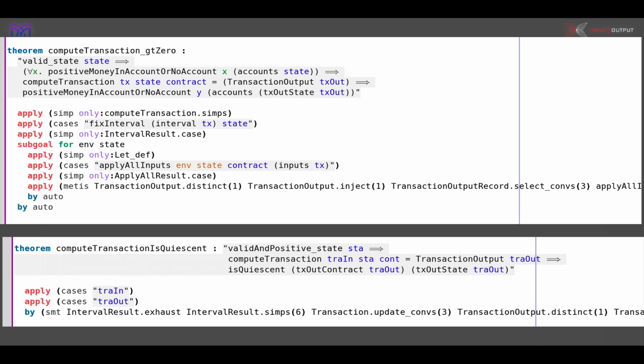And the second theorem here says, once you've computed the output of a transaction, there's nothing more to do until another transaction is submitted. So the contract is what we call quiescent after we've computed that. Okay, so I think those give you some illustrations of the things we can do, that we can automatically verify properties of individual contracts, and that we can in general reason about both the properties of the system and the properties of contract templates.